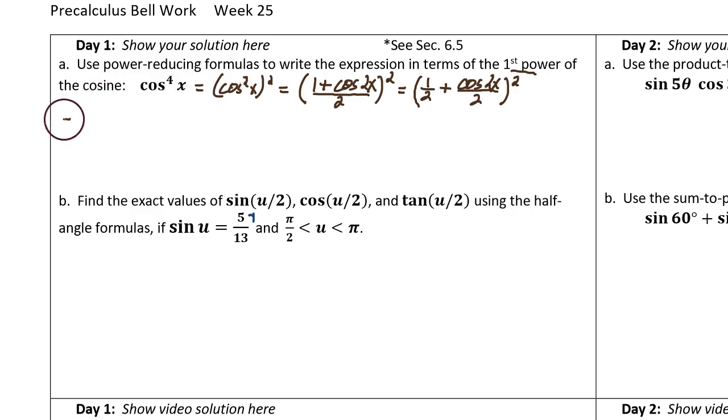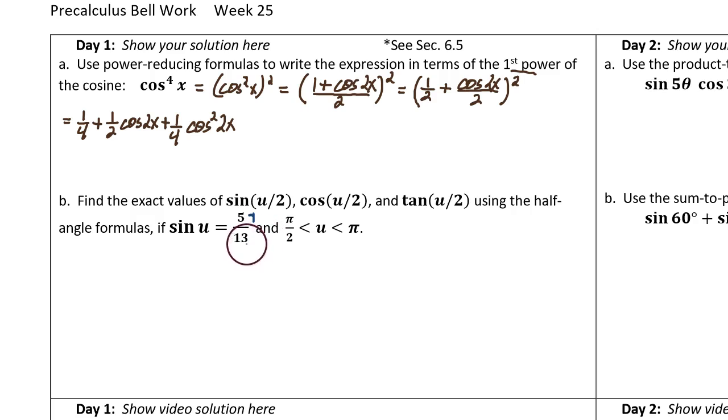So to square a binomial, you square the first term, that makes 1/4, and then you double the product of the two terms. So 1/2 times the 1/2 cosine 2x is 1/4 cosine 2x. When you double that, you're back to 1/2 cosine 2x. And then plus, and you square that last term. So that would make 1/4 cosine squared of 2x.